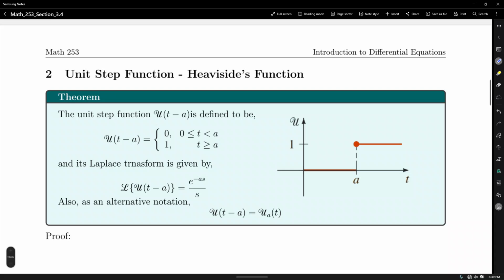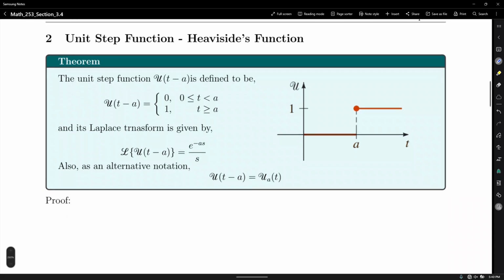Or if we have a more composite or more elaborate function, well, as you will see, we're going to get to that. And its Laplace transform is given by Laplace of u of t minus a equals e to the negative as divided by s. In fact, we already did something like this when we found the Laplace transform of piecewise continuous functions. And then I mentioned that we were going to get more in depth into these kinds of functions later. Well, this is where we're going to do that, all right?